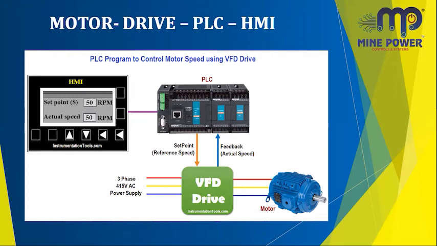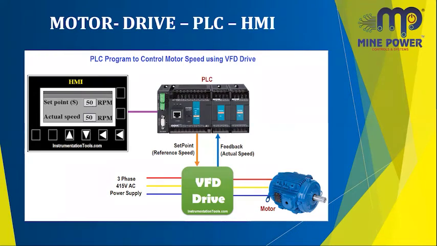HMI is used to display the RPM speed. From the HMI, we can communicate with the PLC. From the PLC, we communicate with the VFD drive. From the VFD drive, we communicate with the motor. The PLC is the major part used to communicate with the HMI, VFD drive and motor.